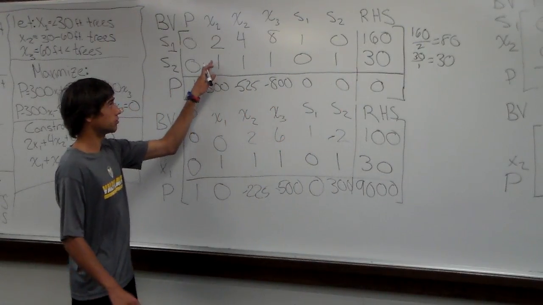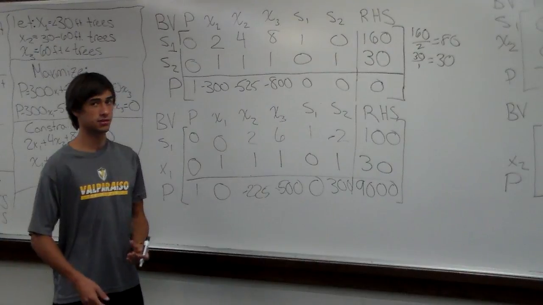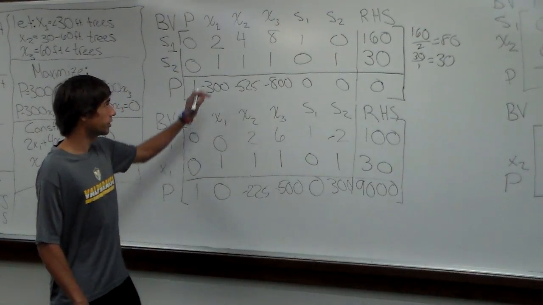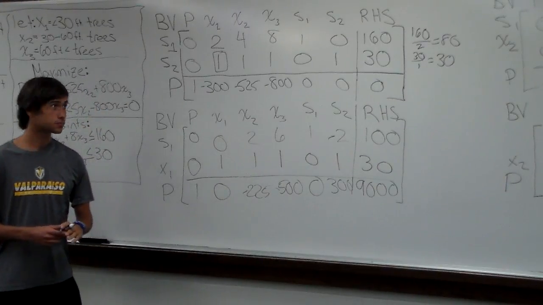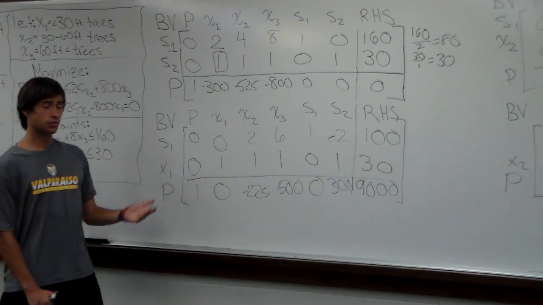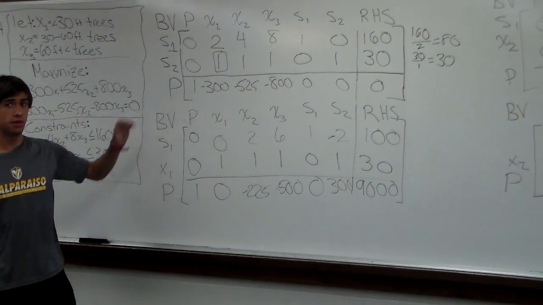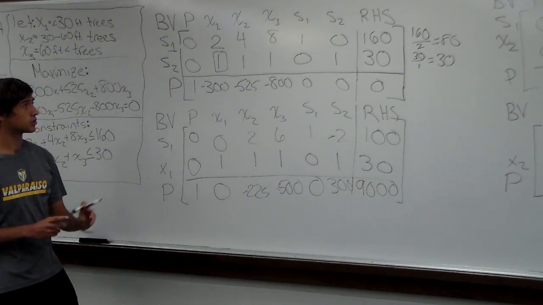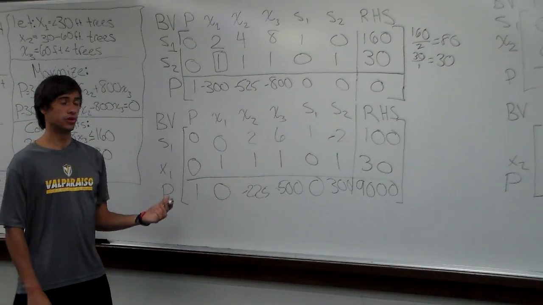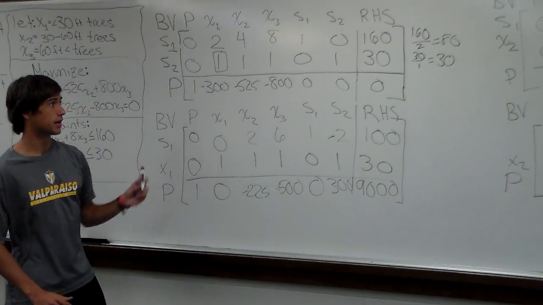And since the ratio in row 2 is smaller, because 30 is smaller than 80, we're going to pivot here in row 2 in column 2. And so what we want to do when we're pivoting is give a 1 in the pivot element position and 0s everywhere else in that column. So since we already have a 1 there, we're just going to have to get 0s elsewhere in that column.